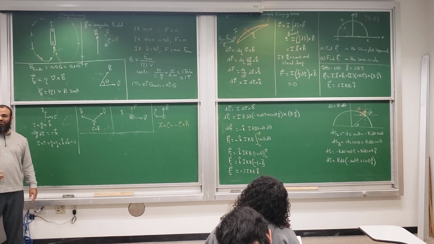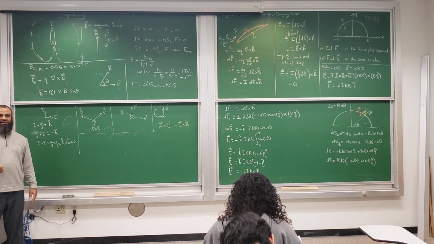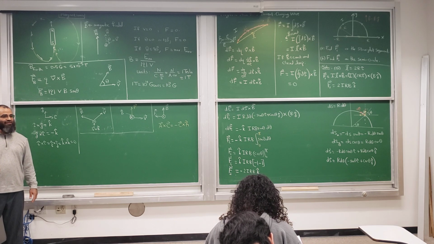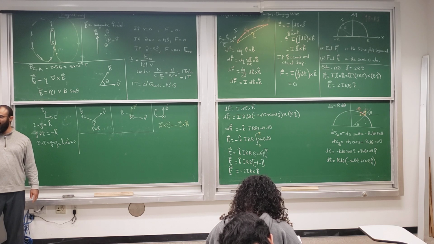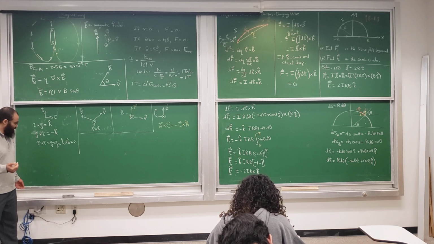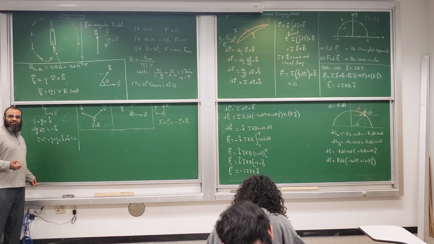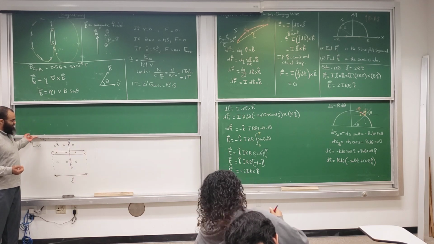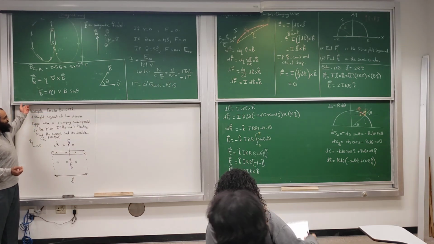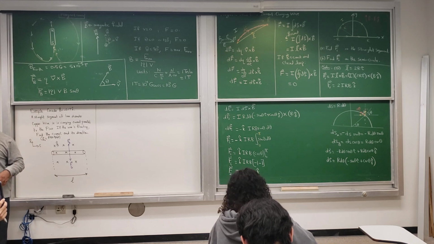One more of these before we discuss the motion of charged particles in a magnetic field. Okay, the uniform field. So here's the next example.